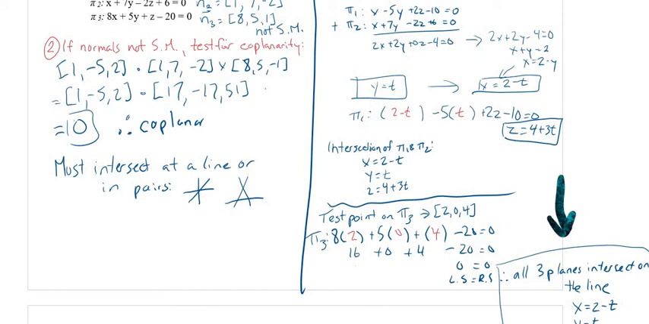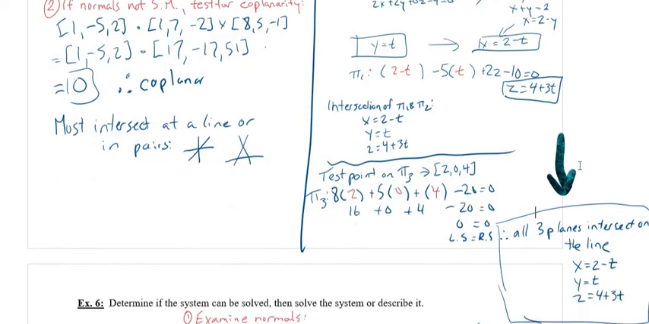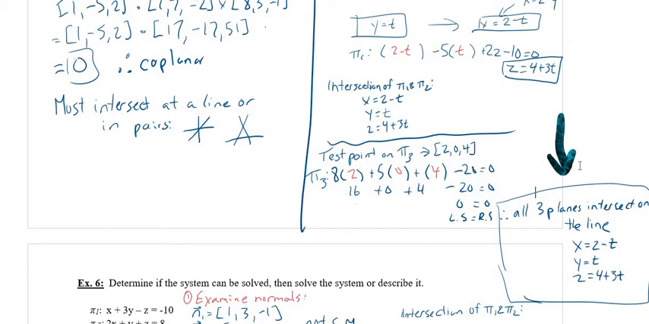So lastly, we're going to conclude, and our concluding statement is going to be: all three planes intersect on the line x equals 2 minus t, y equals t, and z equals 4 plus 3t.